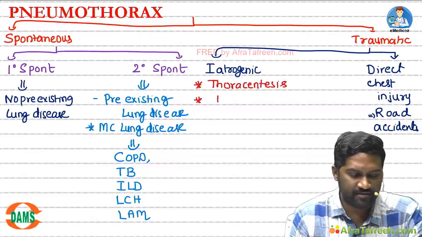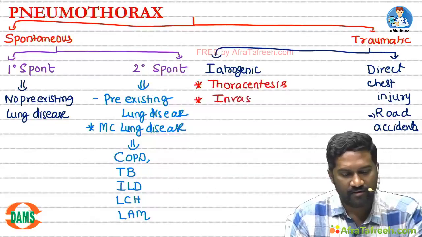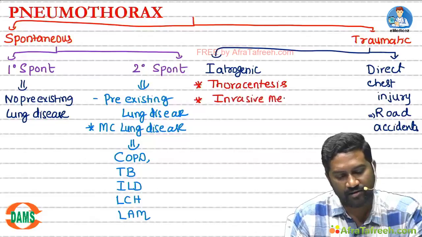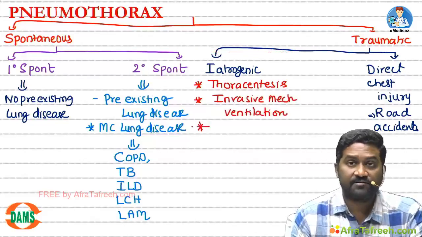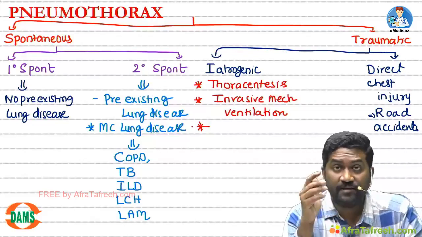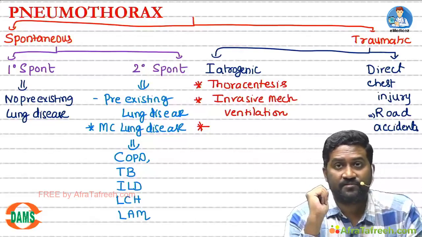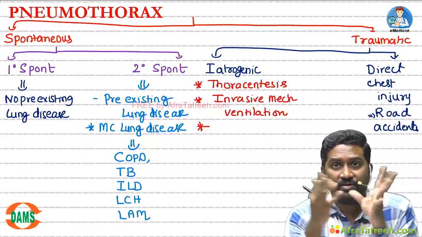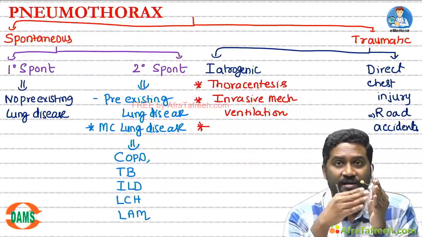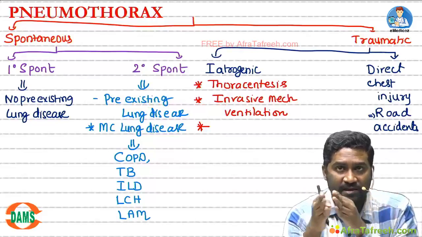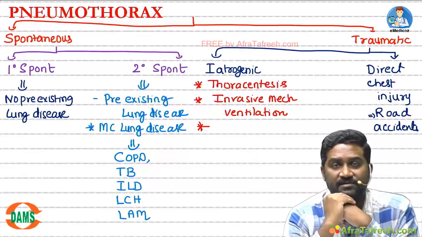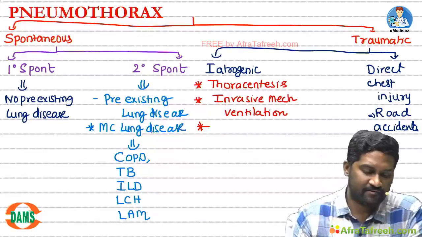Next important reason is invasive mechanical ventilation. Why will invasive mechanical ventilation be a reason for pneumothorax? This is a positive pressure ventilation. When you give excess positive pressure, your alveoli can rupture. Whenever alveoli rupture, air can escape into the pleural space, resulting in pneumothorax.